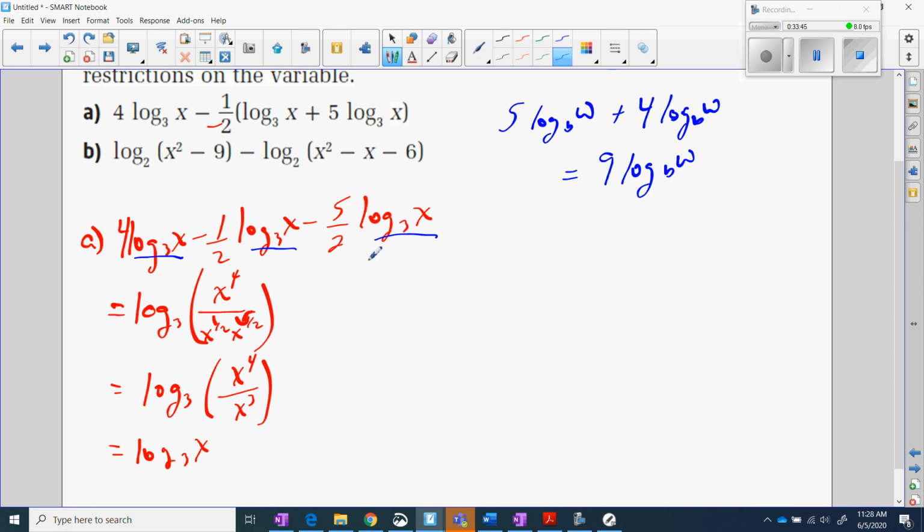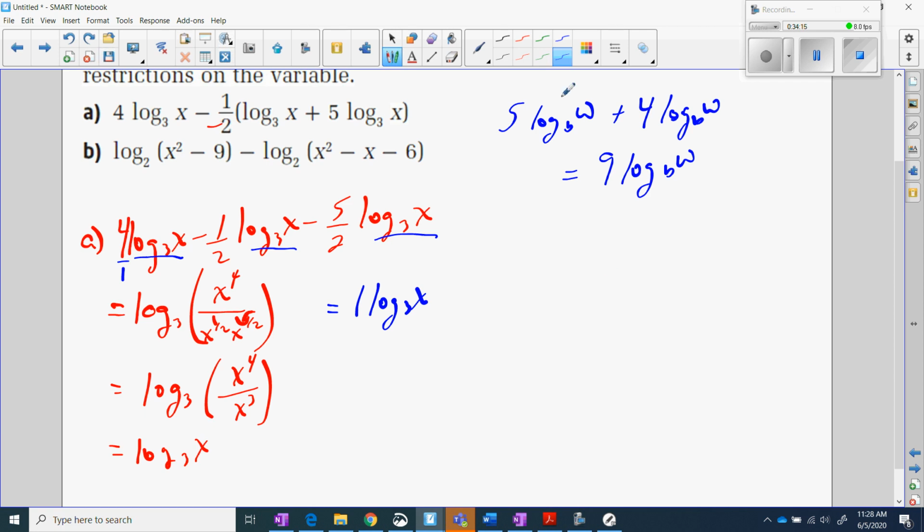I could have collected those right from the get-go and said, well, it's 4. Maybe let's put this, that's 4 over 1. Because I see these are over 2, let's say this is 8 over 2. Take away 1 over 2, so that's 7 over 2. Take away 5 over 2, well, that's 2 over 2, which is just 1. 1 log x to base 3. Notice what I got. 1 log x to base 3. Same thing.